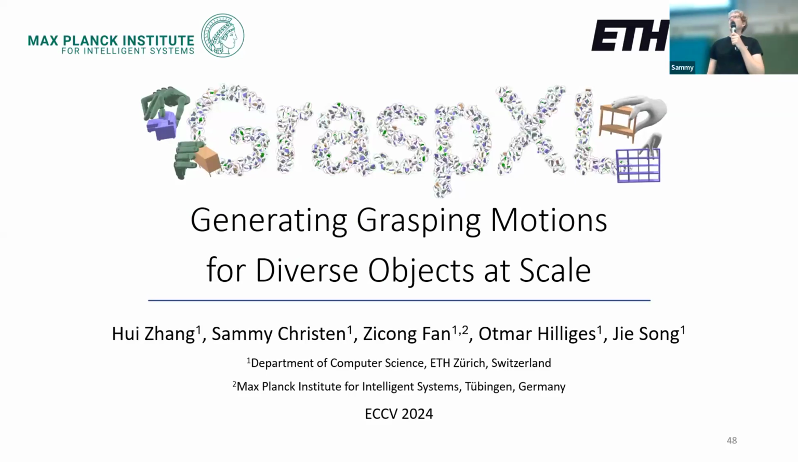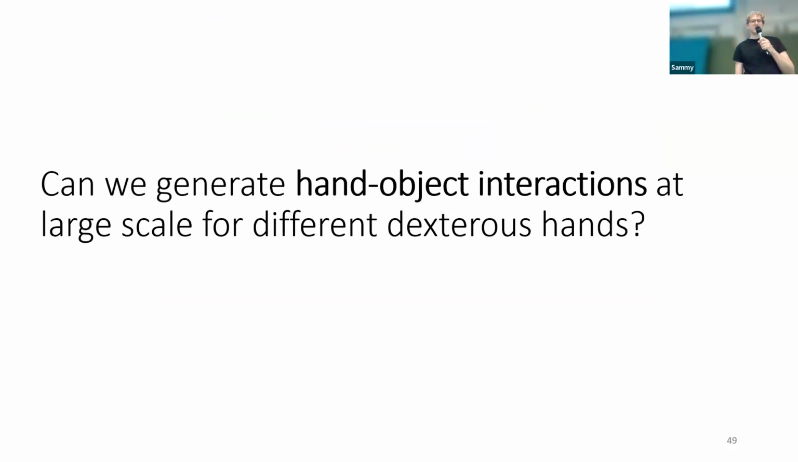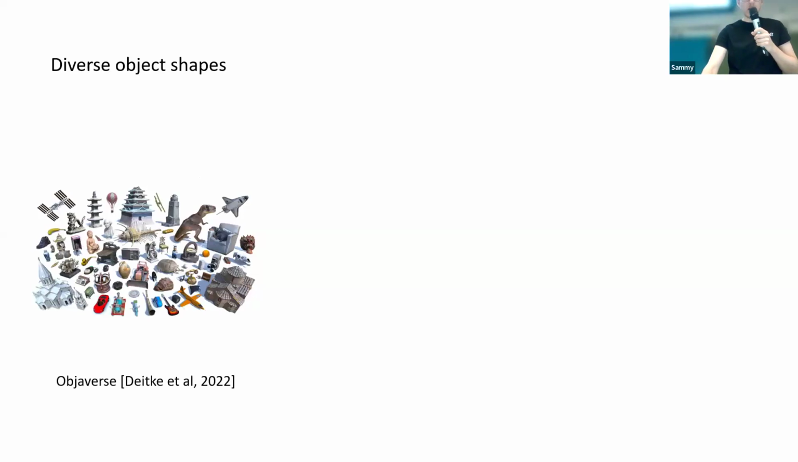So this brings me to our upcoming ECCV 24 paper called Grasp XL. The question we ask here is whether we can generate hand-object interactions on a large scale for many different hand morphologies without relying on these grasp references that we have been using before. So recent efforts have shown that we can get more and more object meshes such as Objaverse and Objaverse XL. So we're interested in grasping on a scale that these data sets have brought.